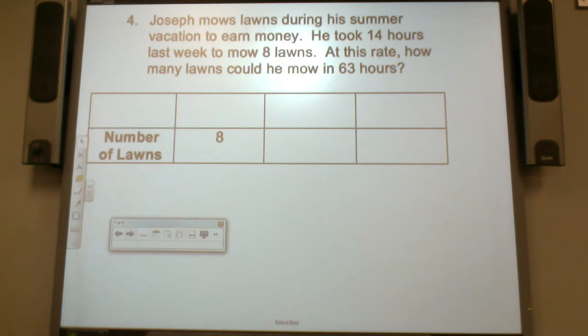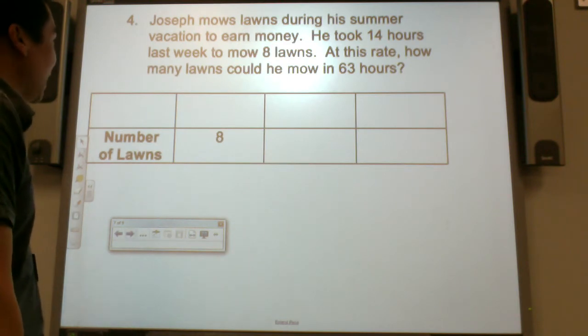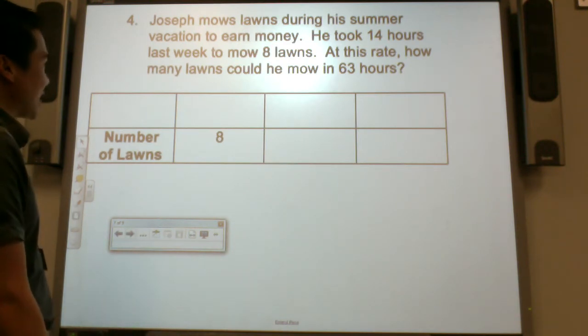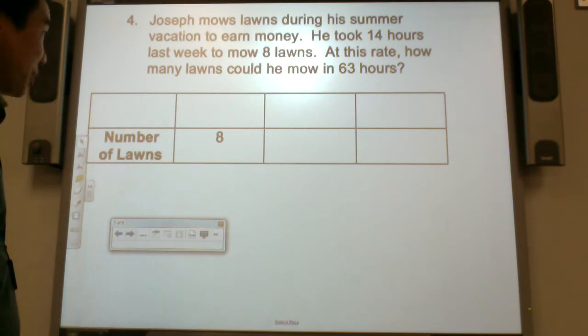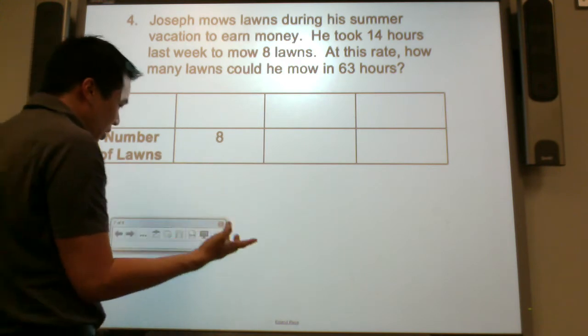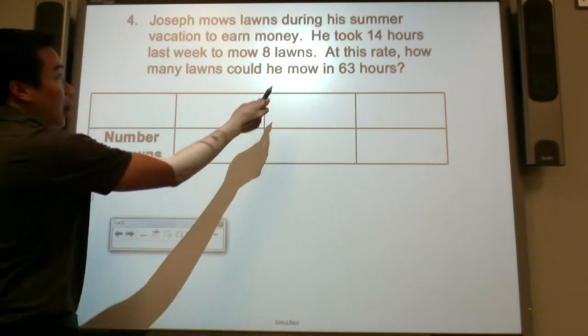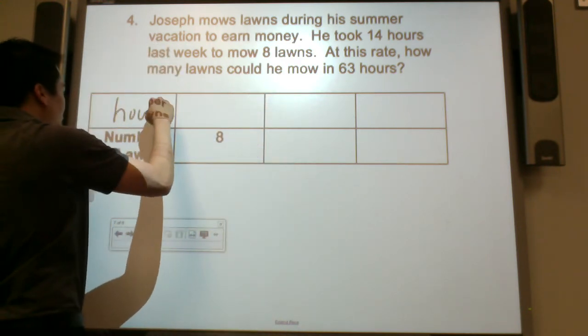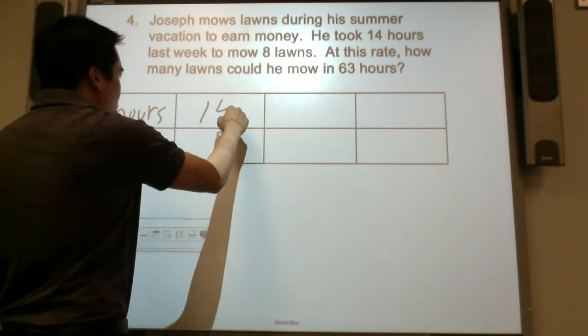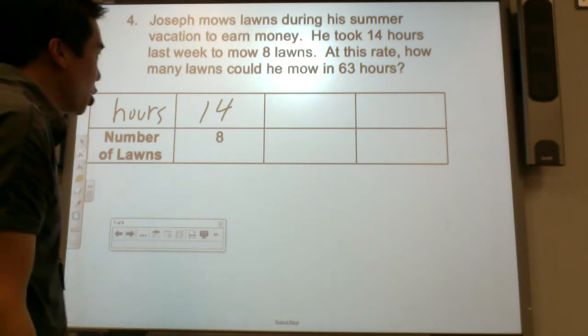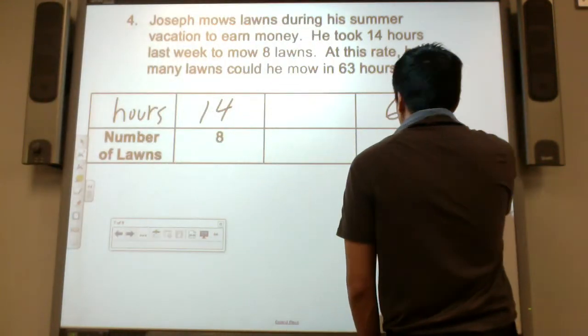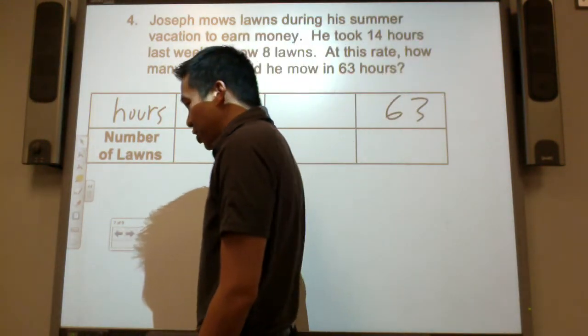Number 4. Joseph mows lawns during his summer vacation to earn money. He took 14 hours last week to mow 8 lawns. At this rate, how many lawns could he mow in 63 hours? So number of lawns. So what is the rate? This is about hours and lawns. It takes him 14 hours to do 8 lawns. At this rate, how many lawns could he mow in 63 hours? So I need to build it up or scale it up.